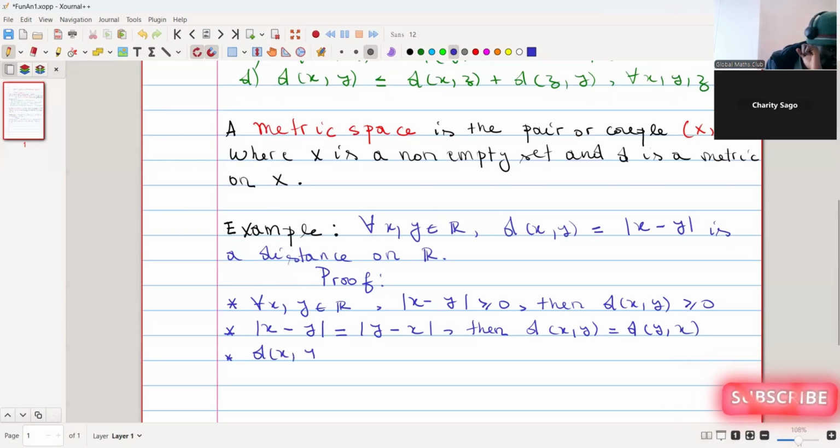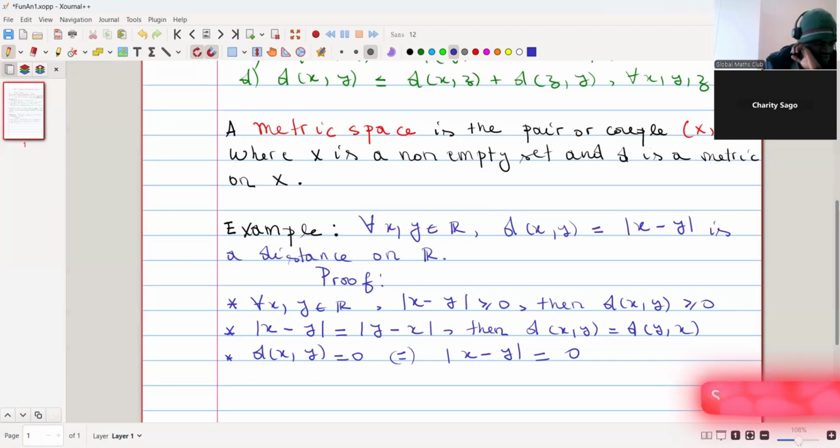If you assume that the distance between x and y is equal to 0, what does this mean? It means that the absolute value of x minus y is equal to 0. We know that the absolute value of a number is equal to 0 only if that number is equal to 0. So it means that what is inside the absolute value is equal to 0. So x minus y equal to 0. If x minus y equal to 0, this means that x equal to y.